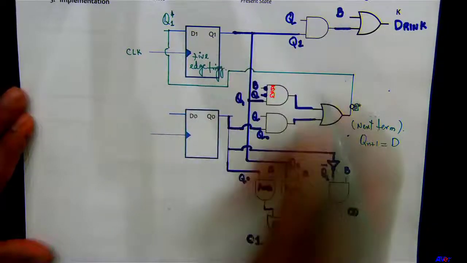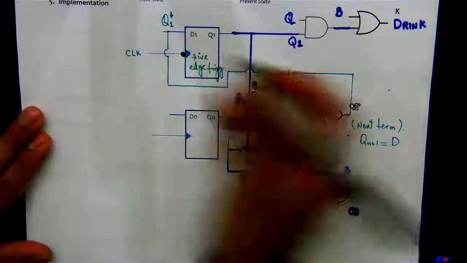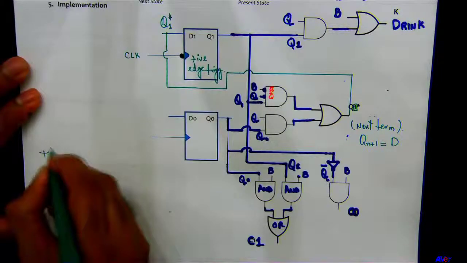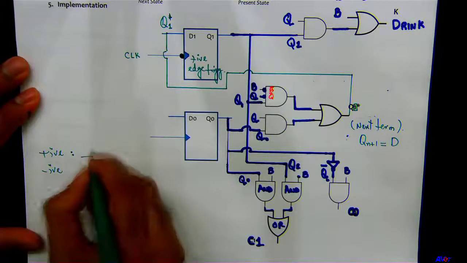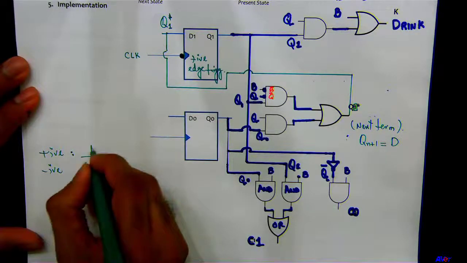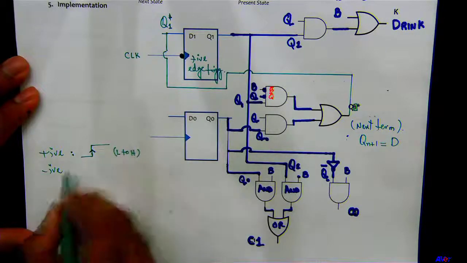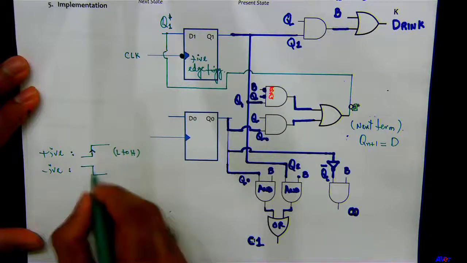Okay. Say you have a bubble sort of thing over here. So this would mean it's negative edge triggered. What's the difference between positive and negative edge triggered? In a positive edge triggered, the change happens when the clock goes from low to high. Okay. Low to high. And in a negative edge triggered, change happens when the clock goes from high to low.